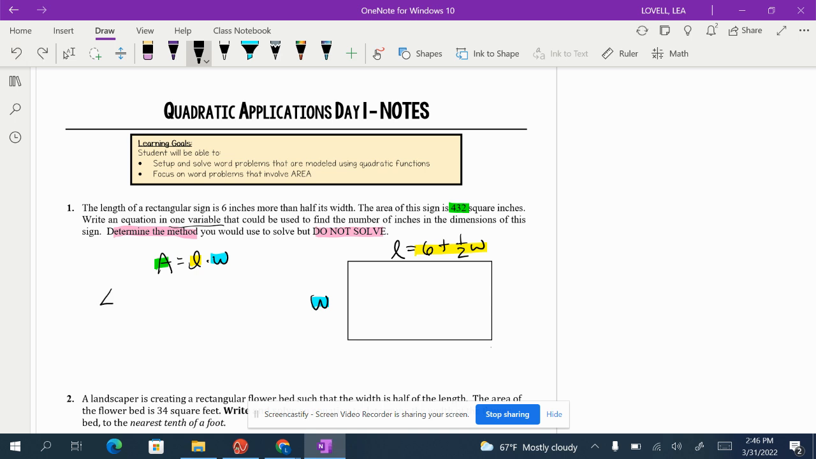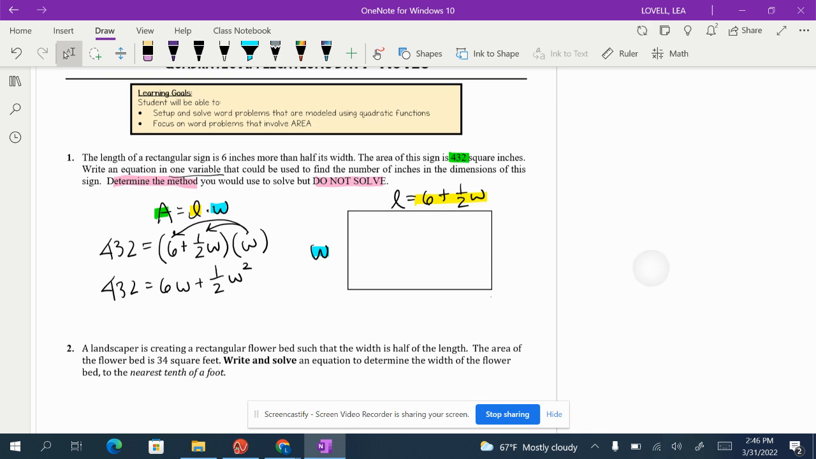We have 432 equals 6 plus 1/2 W times W. So now let's distribute that W inside the parentheses, and we will get 6W plus 1/2 W squared. Now I have made my equation, but now I need to determine the method that I would use to solve it. If I wanted to solve this, I would probably just do 432 equals 6W plus 1/2 W squared.